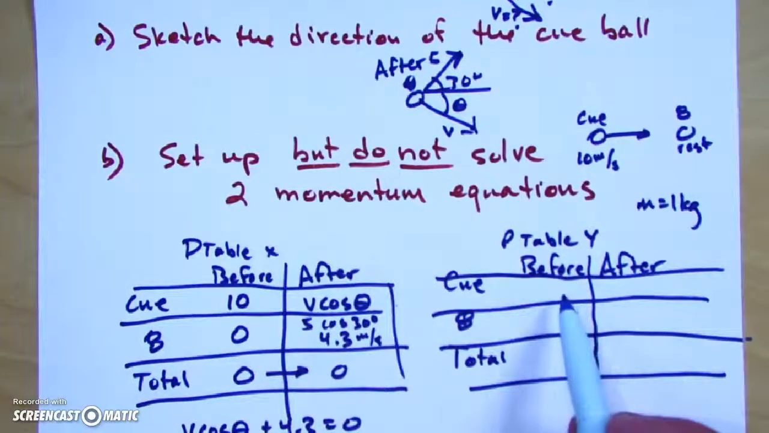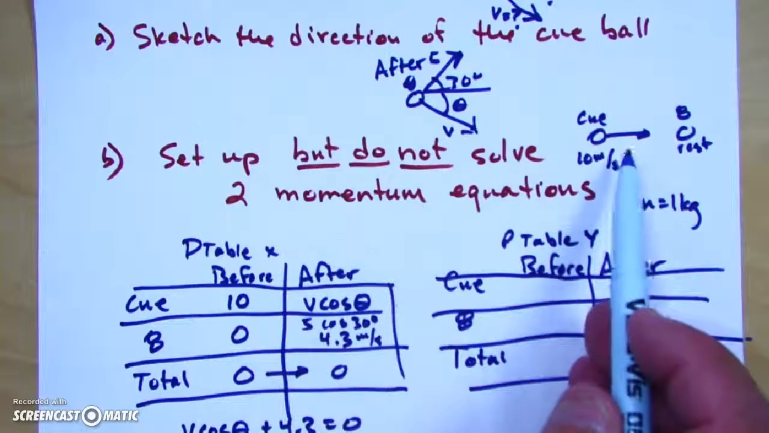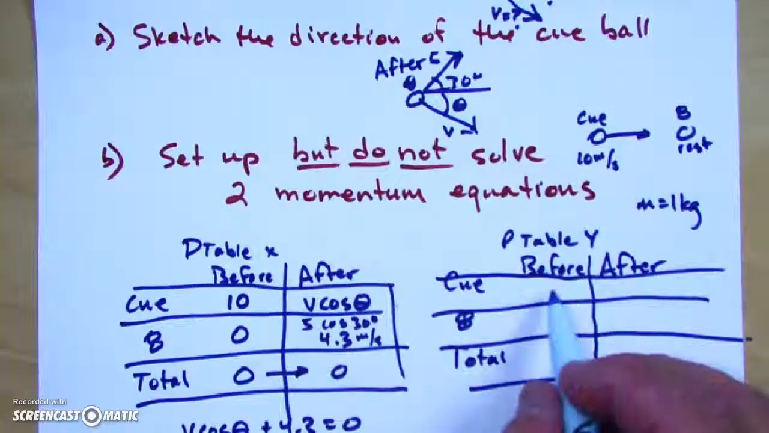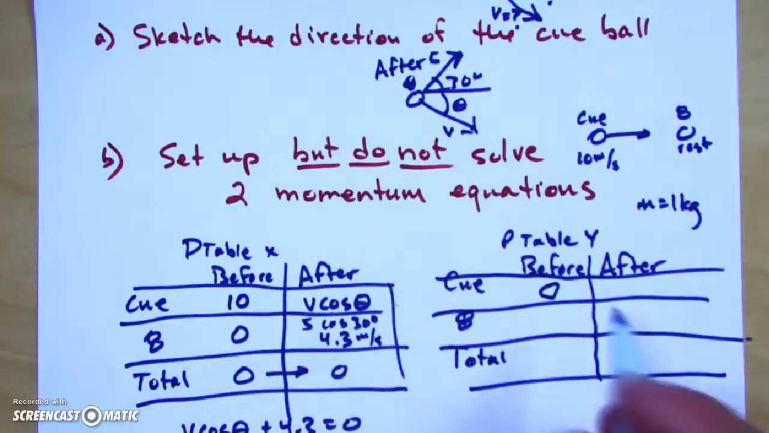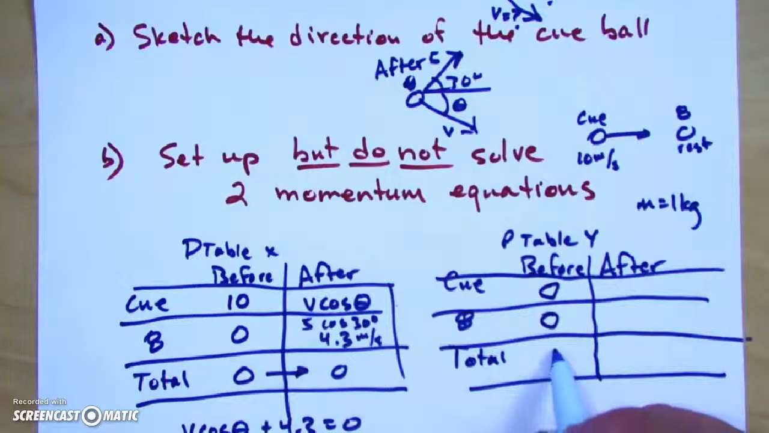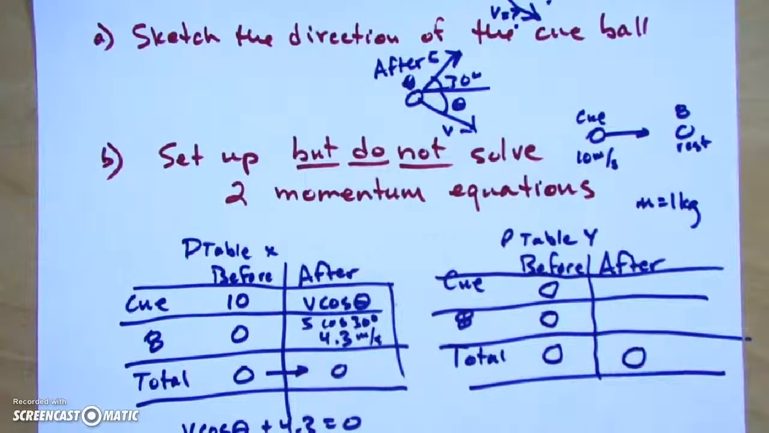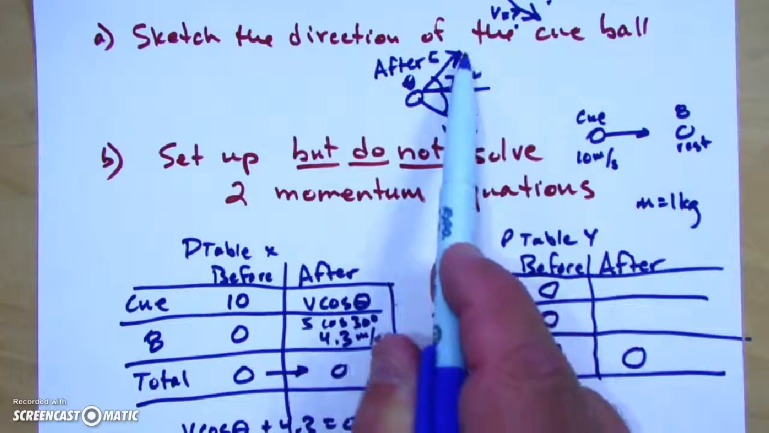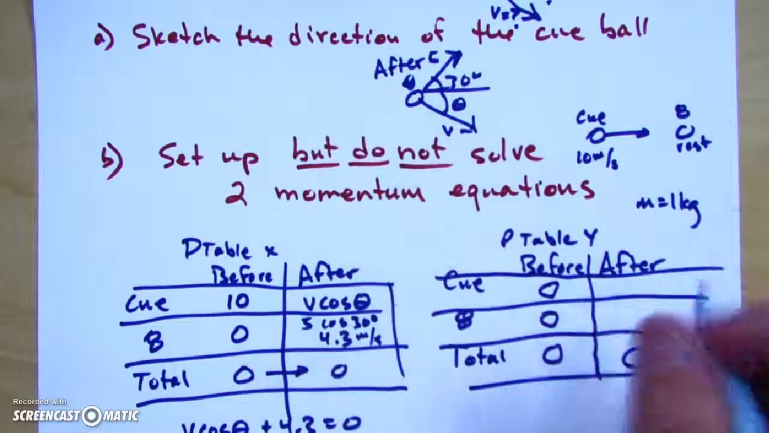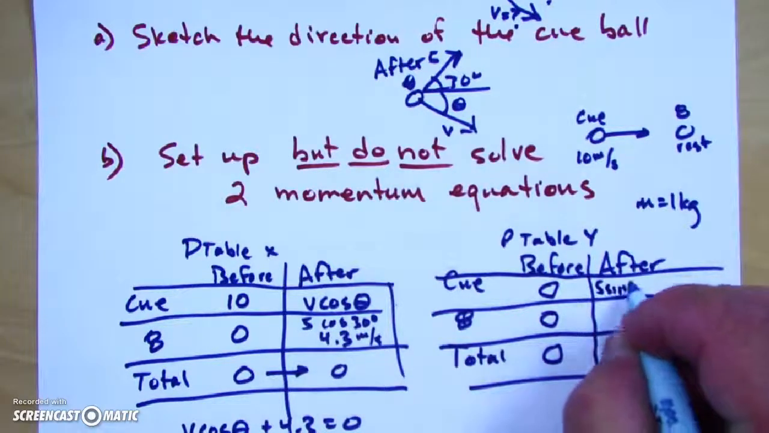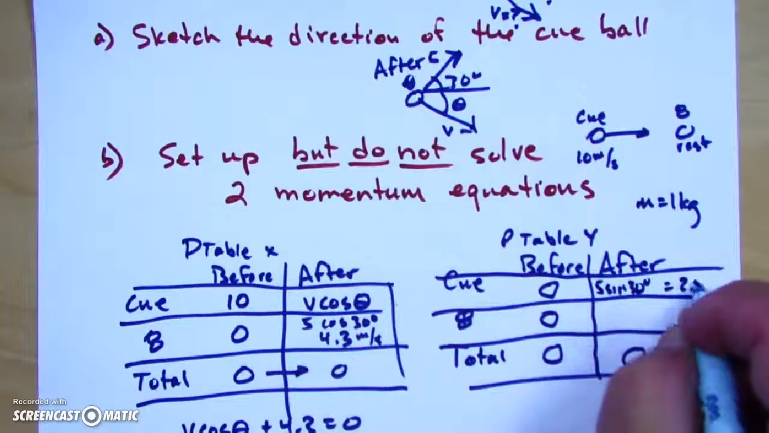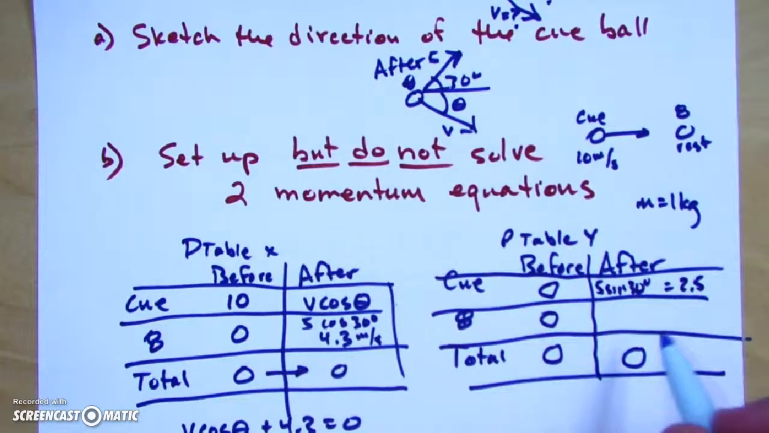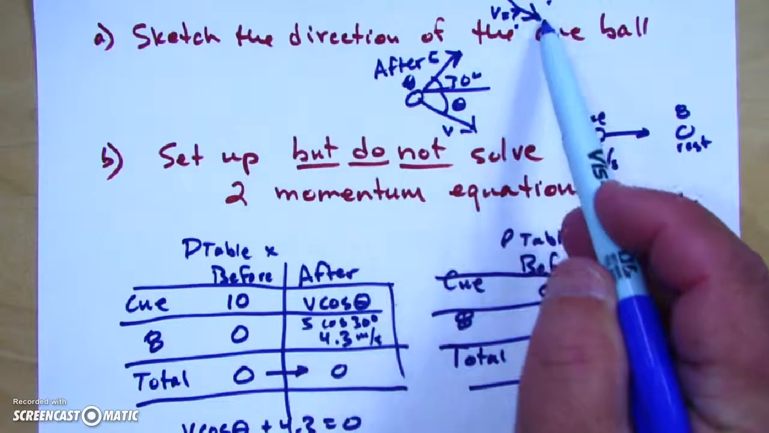So let's go to the y section. Now, the key thing for my before case is the cue ball's not moving in the y direction, so that's 0. Hey, the 8 ball's not moving beforehand in the y direction, so therefore it adds up to 0. So I know that has to add up to 0. So now, let's take a look at the after case. The after case is going to be this side of the triangle. It's the upward part of it, which is going to be 5 times the sine of 30. So 2.5.